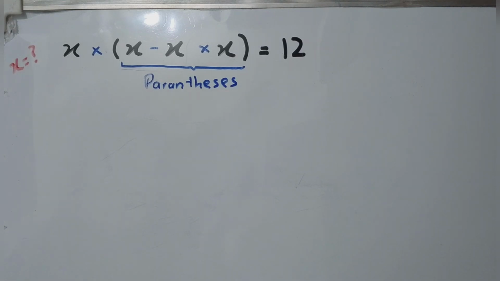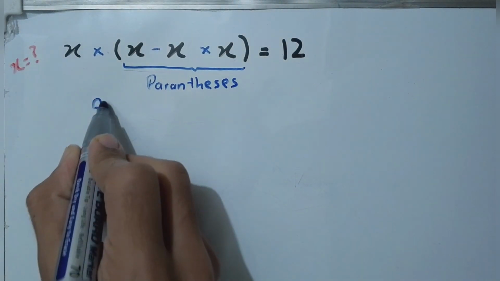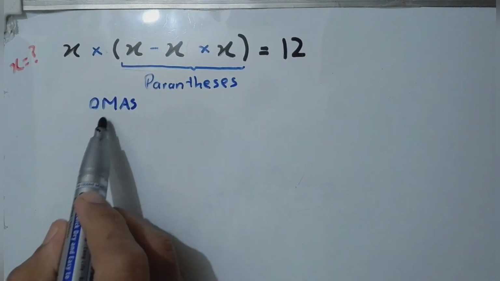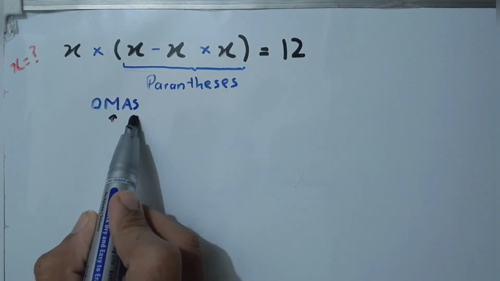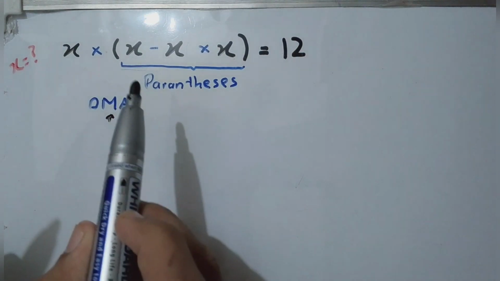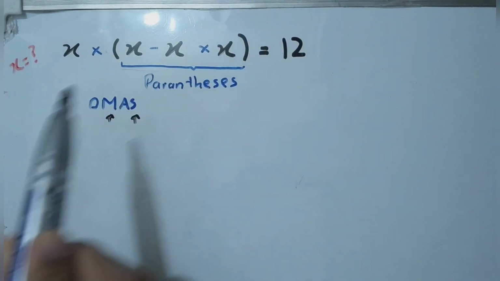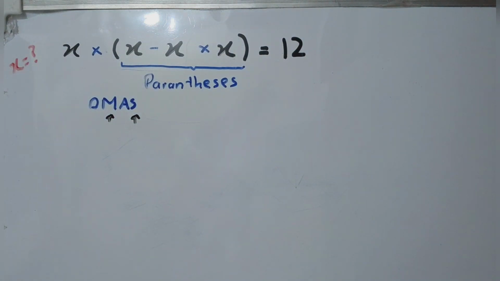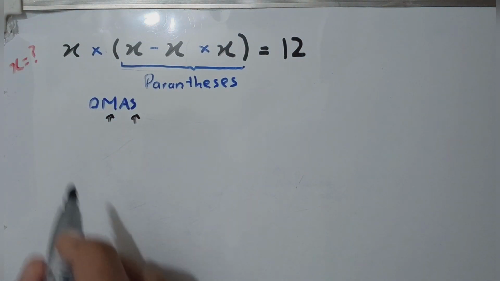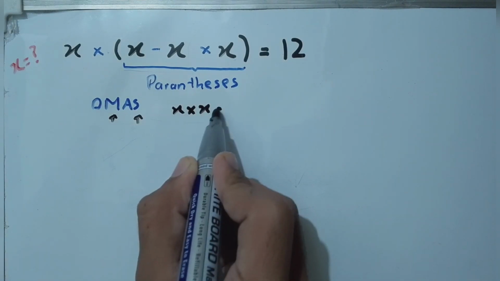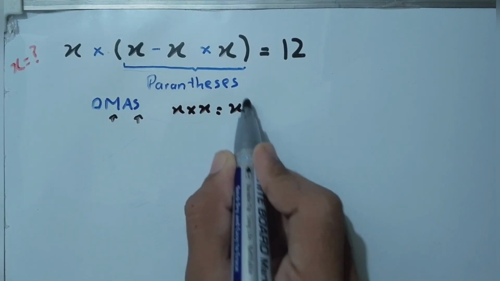Now let's start by looking closely at the expression inside the parenthesis. You might think it's just simple subtraction, but remember the rule DMAS. We've all studied that in basic mathematics, and it states that multiplication comes before subtraction. So inside the bracket, first we have to multiply x multiplied by x and then subtract. So x multiplied by x is equal to x squared.